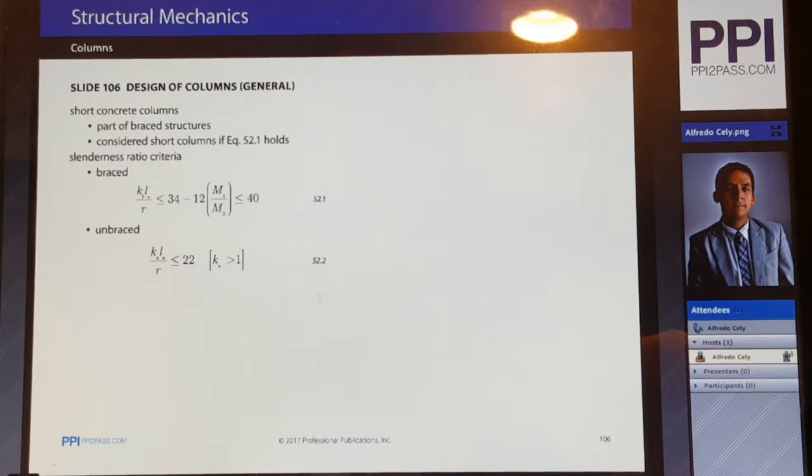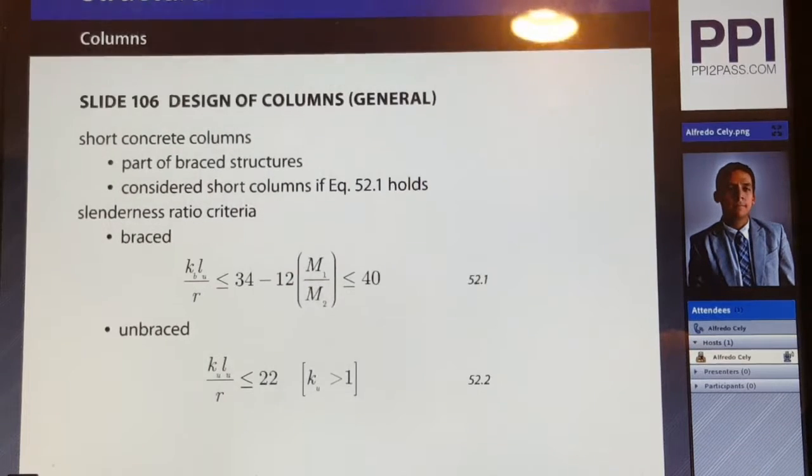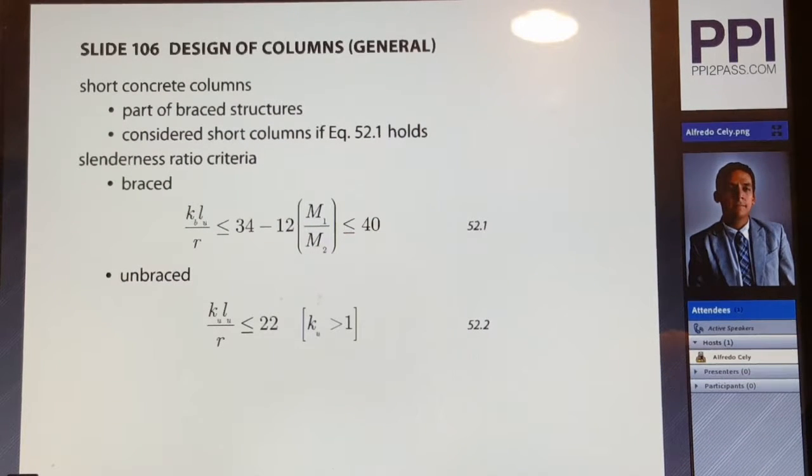Now, short concrete columns are part of braced structures and are considered short columns if the slenderness ratio criteria in equation 52.1 holds. Braced columns need to follow the conditions shown in equation 52.1, and unbraced columns need to follow the conditions shown in equation 52.2.